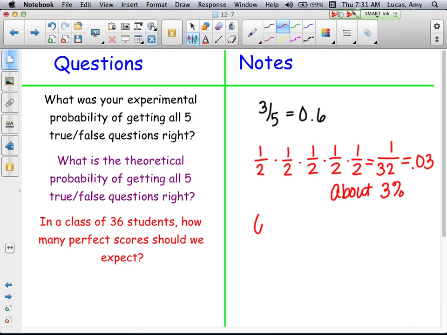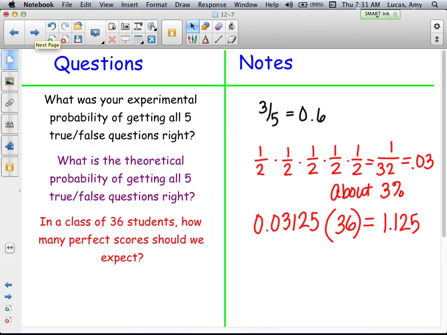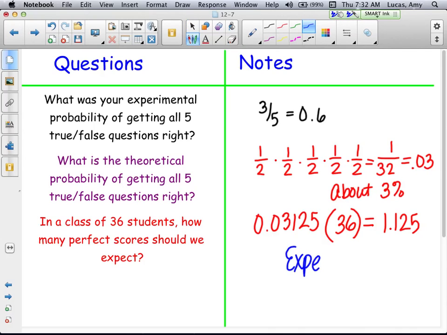So if I take my exact decimal and multiply it by 36 students in a class, 1.125, so about 1 student would get a perfect score. That's what we should expect. So expect 1 perfect score in a class of 36 students.